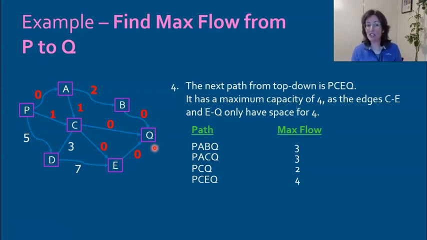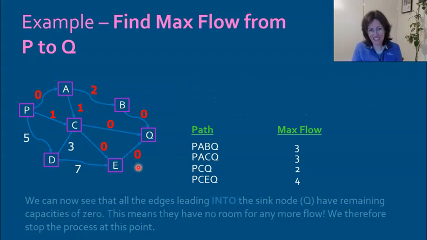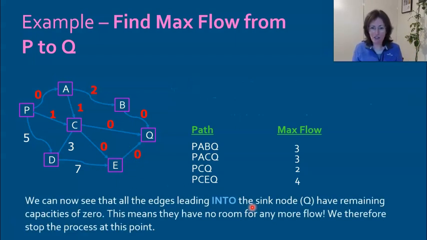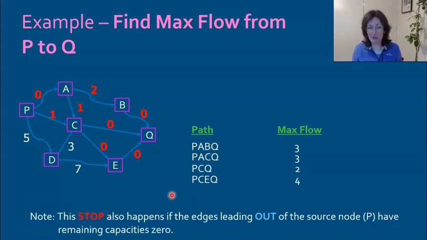Now, look at Q here. It's got zeros coming in. That means there's no other path, there's no other capacity on those edges to get into Q. So it doesn't matter what's happened anywhere else along here, we can't get in. So that's when we stop. And that's what our note says here. All of them leading into the sink node are 0, so there's no more flow, so that's where we stop. And as I mentioned before, we also stop if the edges leading out of the source node, P, have a capacity of 0 as well.